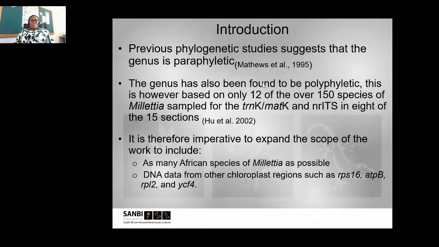Previous phylogenetic studies in Millettia suggest that the genus is paraphyletic. The genus has also been found to be polyphyletic. However, this is based on only 12 of over 150 species of Millettia, sampled only for the chloroplast and plastid genes, and these were only in 8 of the 15 sections found in Africa. It is therefore imperative to expand the scope of the work to include as many African species of Millettia as possible, and also to explore other gene regions.